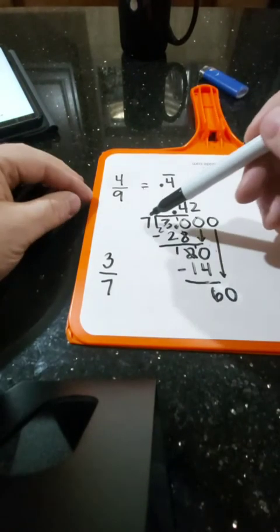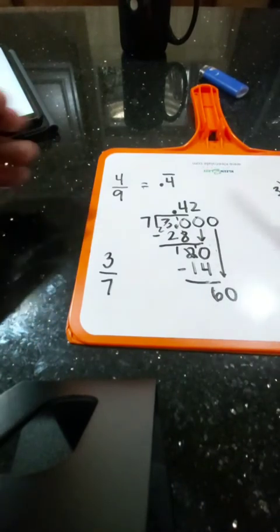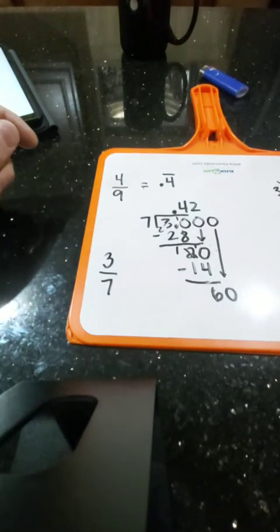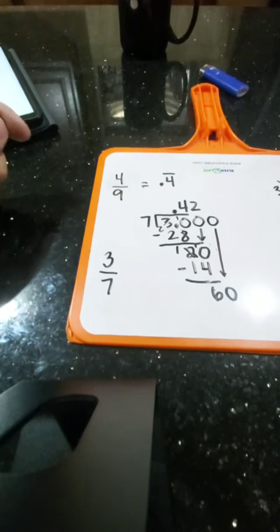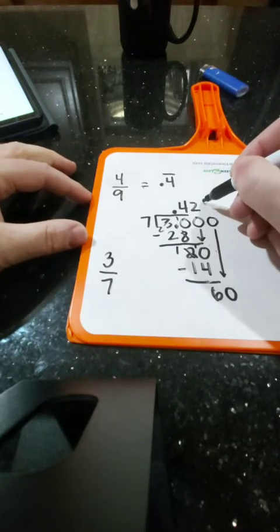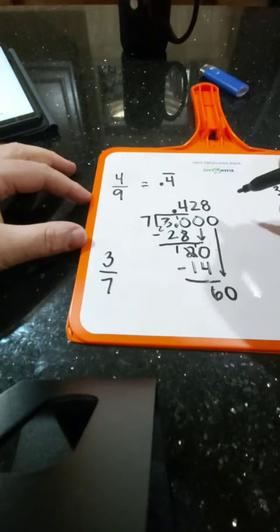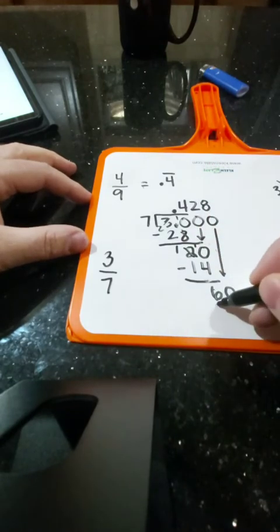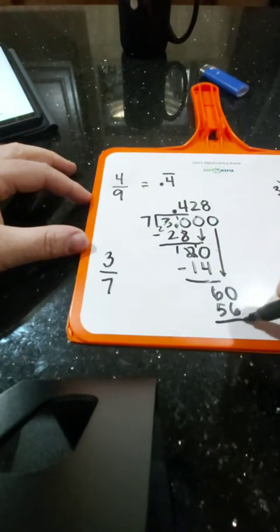Now, how many times can 7 go into 60? Well, I can tell you that 7 times 8 is 56, and 7 times 9 is 63. So 8 times is as close as we can get without going over. So we're going to put an 8 up here. All right, 8 times 7 is 56. And again, 60 minus 56 is 4.